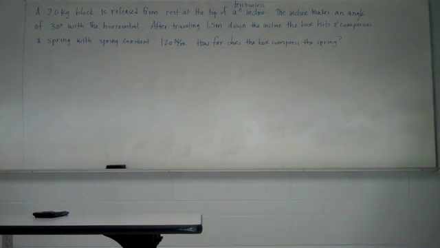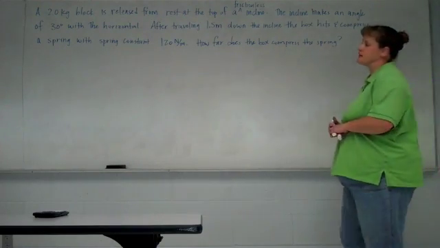A 2-kilogram block is released from rest at the top of a frictionless incline. The incline makes an angle of 30 degrees with the horizontal. After traveling 1.5 meters down the incline, the box hits and compresses a spring with spring constant 120 newtons per meter. How far does the box compress the spring?